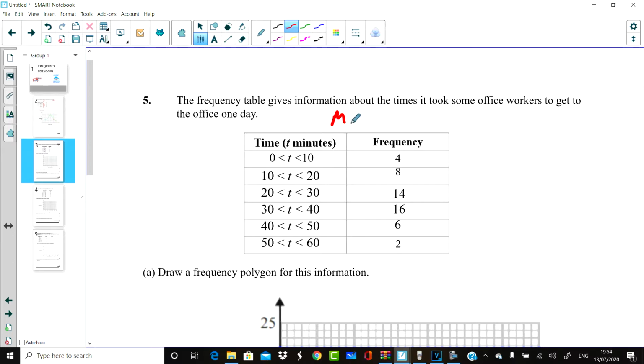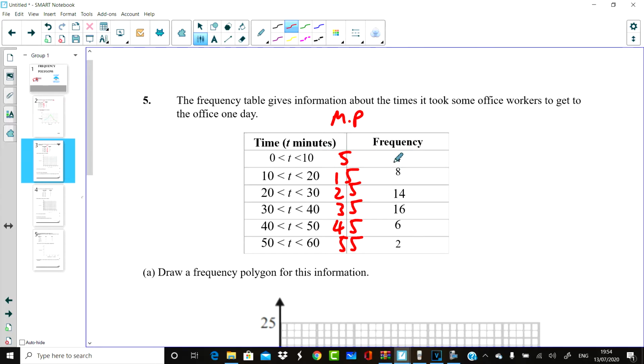So if I write midpoints, MP for short, what's in between 0 and 10? That would be 5. This one would be 15. This one would be 25. This one would be 35. This one would be 45. And this last one in between 50 and 60 is 55. So now we're going to plot these against the frequency.